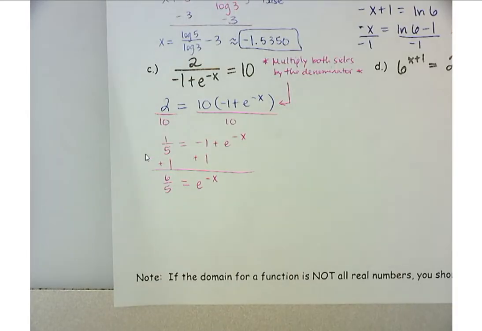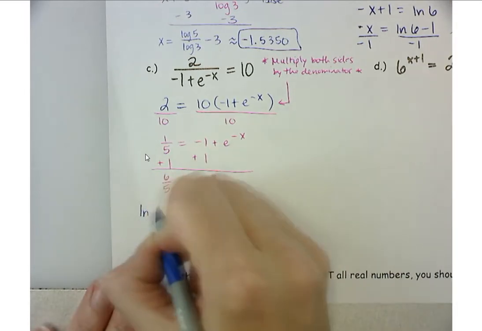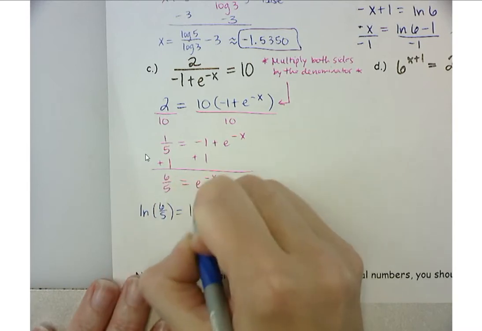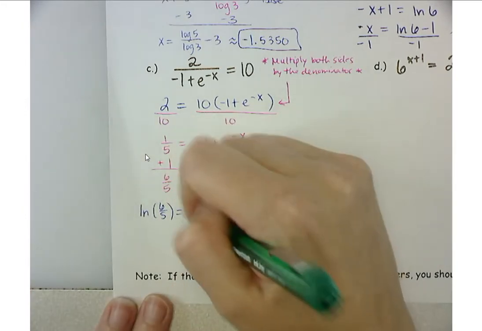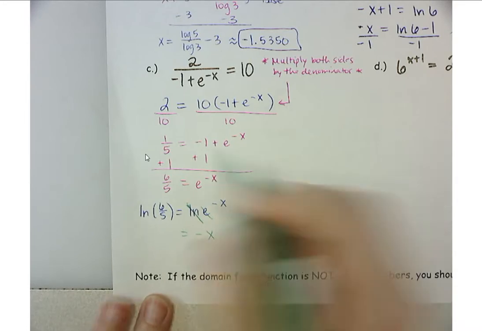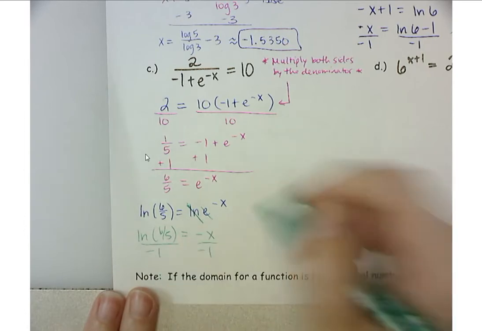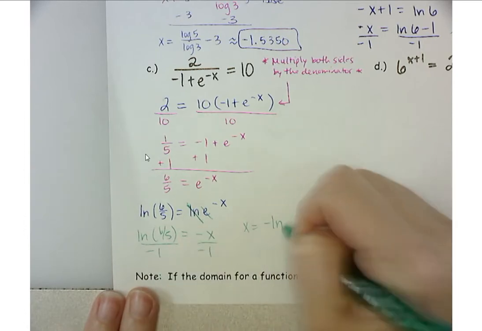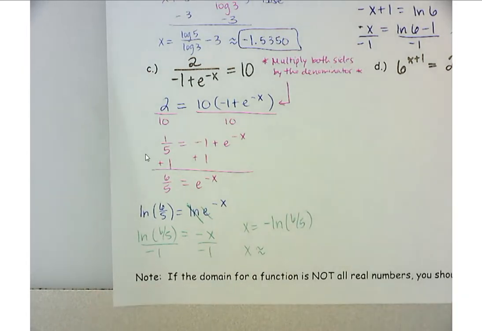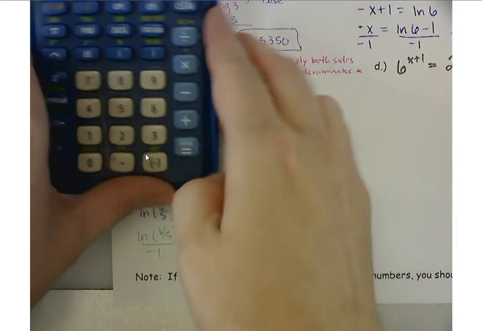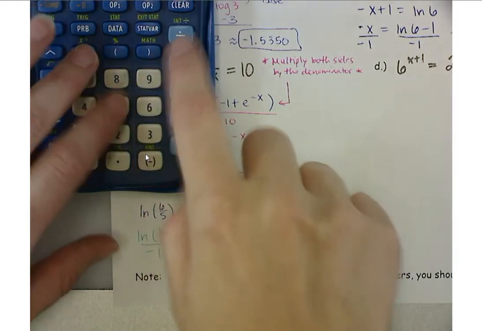Okay, now just like in part B, if I want to undo e, I have to do what to both sides? Natural log. So I'm going to take the natural log of 6/5, the natural log of e to the negative x, so that these will cancel. So natural log of 6/5, and then I'll just divide by negative 1. Okay, so x is going to be the opposite of the natural log of 6/5, and we'll round that to 4 decimal places. Do you guys have questions for me? Because I know some of the solving we're doing is pretty quick.